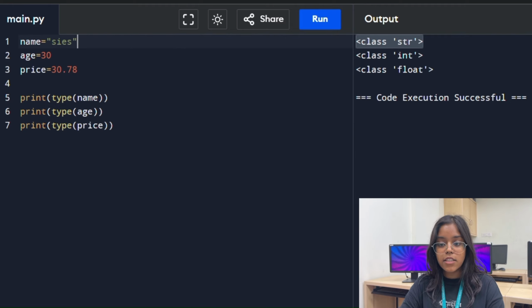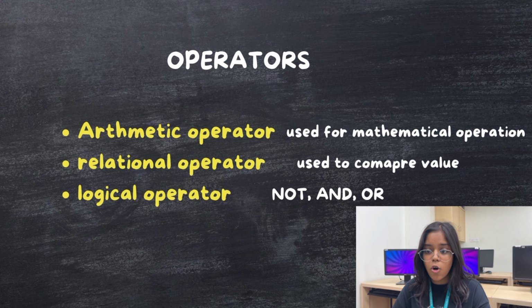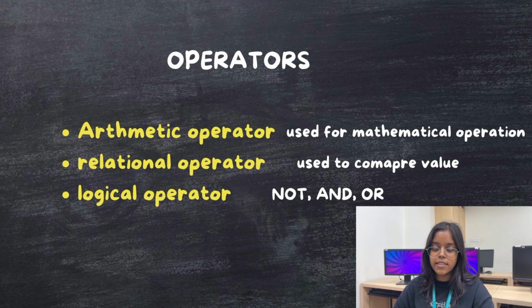Now moving on to the next, we have operators. An operator is a symbol that performs a mathematical operation between two or more operands. For example, in mathematics we use addition, subtraction, multiplication. All these operators are used in Python as well. There are three types of operators: arithmetic operator, relational operator, and logical operator. Let's try to understand them a bit more clearly in detail.